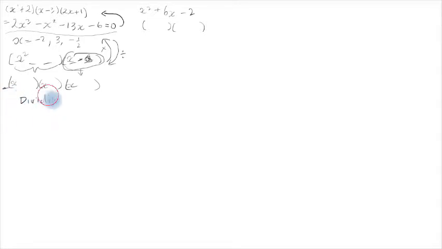dividing polynomials. Dividing polynomials is what we're looking at.